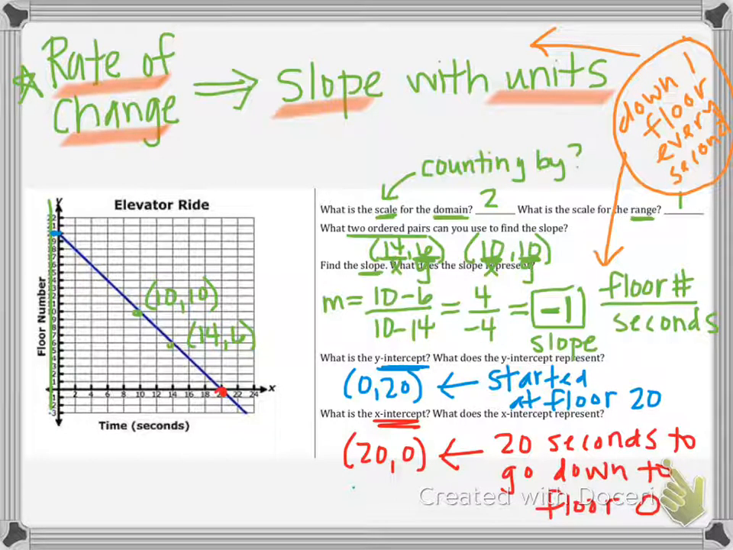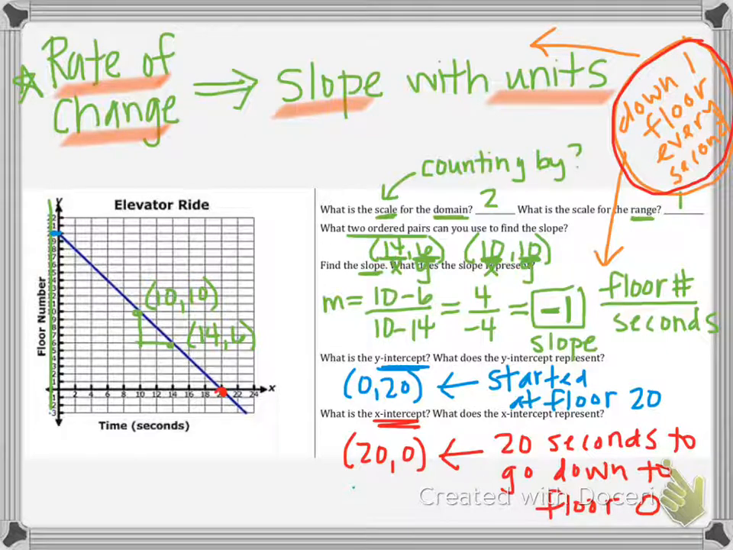All right, so those are the meanings of our graph. But the important part here is this rate of change, down one floor every second. So if I was to look at the rise and run, okay, let's go back to that for just a second. I know some of us like to find the slope by counting, by making our little triangle, right?